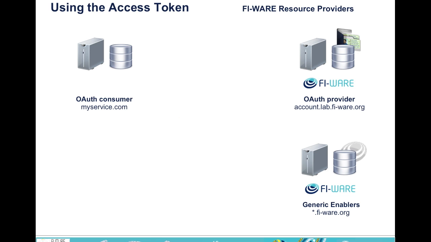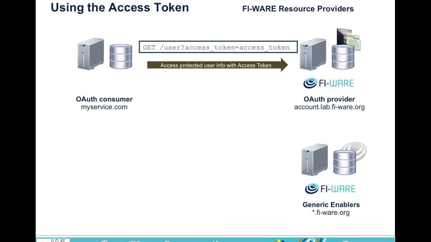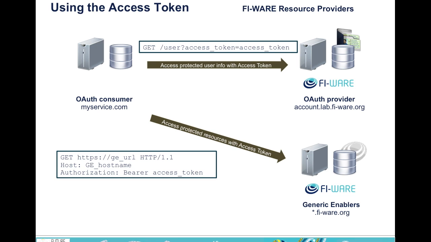The first thing we would like to do is to access information about the user, such as the email, the username, and so on. We'll do it by making this request to the FI-WARE account, which is the OAuth provider. And in the URL, we should put the access token we obtained during OAuth negotiation. We'll also access different generic enablers, such as the context broker, by using the access token in an authorization HTTP header. This is how the OAuth standard specifies to send this access token.